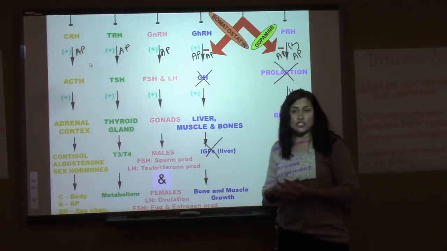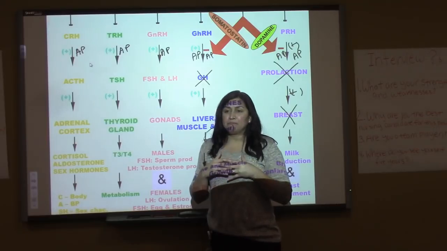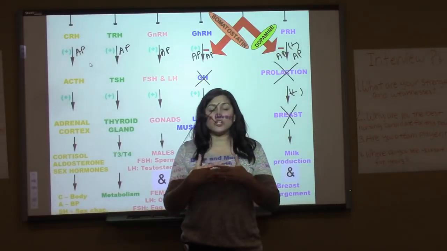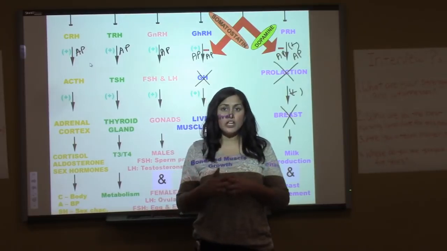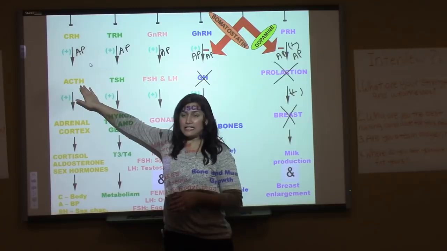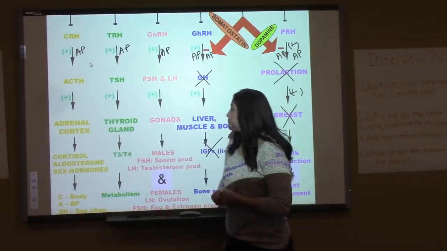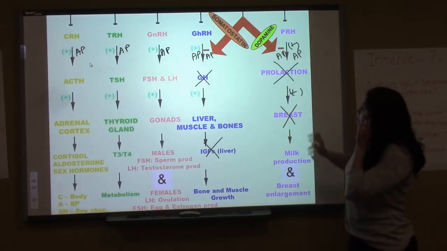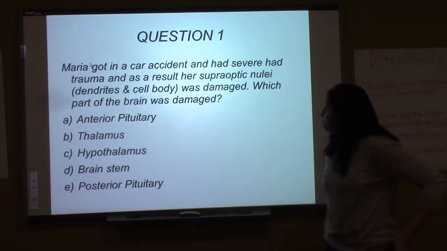And the way I can ask you this right now is I could say a person releases cortisol. Which hormone was released from the anterior pituitary to release cortisol? It is ACTH, because ACTH causes the adrenal cortex to release cortisol in turn. Okay? So question 1.